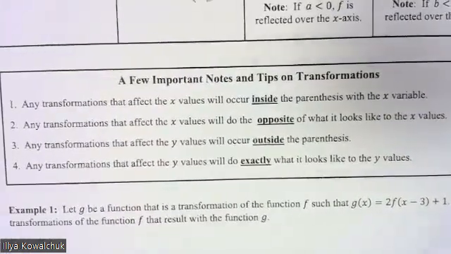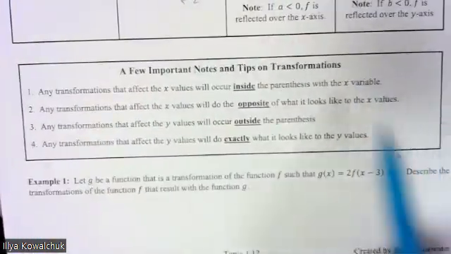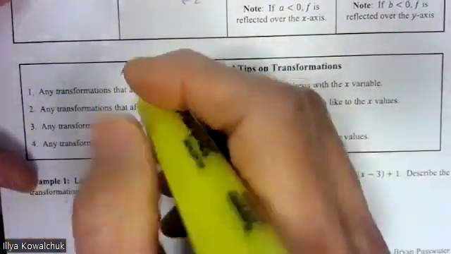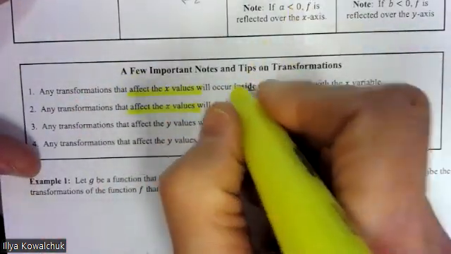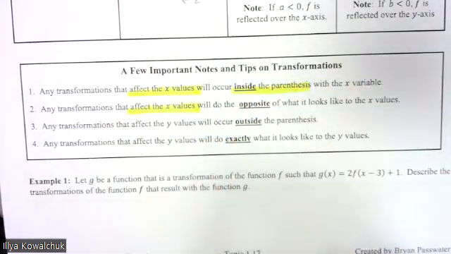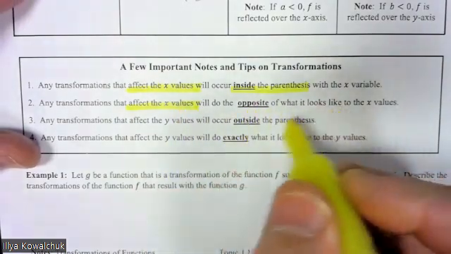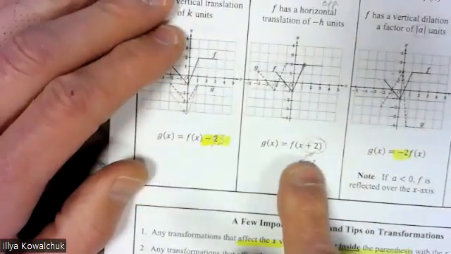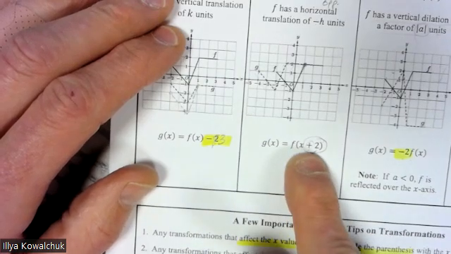Now, this table, as we talked about in the past, these boxes that Mr. Passwater put there are really, really helpful. So the first two I love. So we talk about any transformations that affect the x values will occur inside the parentheses with the x variable. And any transformations that affect the x values will do the opposite of what it looks like. Well, what does that mean? That means the same thing that we talked about up here, that if we have a +2 inside the parentheses, we go to the left 2. We don't go to the right 2.